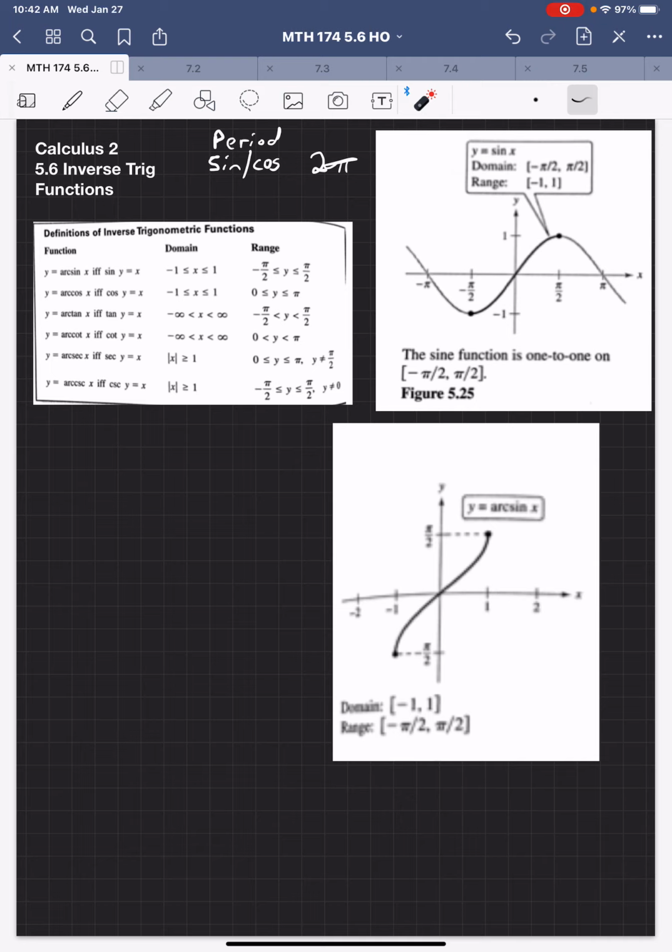nevertheless, so we're going to move from sine to the inverse of sine. So if the domain is from -1 to 1, on your calculator you can try taking sine inverse of, say, 3.